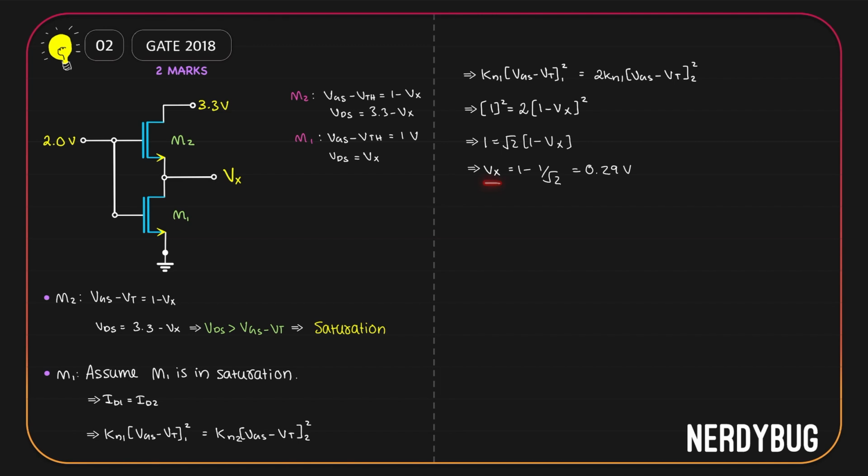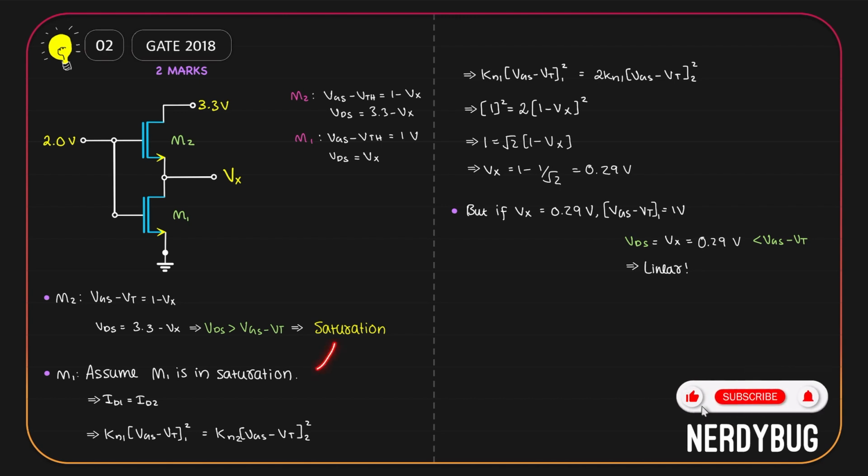Let us assume Vx is 0.29 volt and verify the conditions for M1. We found that VGS minus VT for the first MOSFET is 1 volt. Now, what will be VDS? VDS is Vx. So, if Vx is 0.29 volt, then VDS will be 0.29 volt. But that means VDS is less than VGS minus VT, which is 1 volt. If VDS is less than VGS minus VT, then MOSFET 1 is in linear region. But we started with the assumption that it is in saturation region. And our conclusion is that it is in linear region.